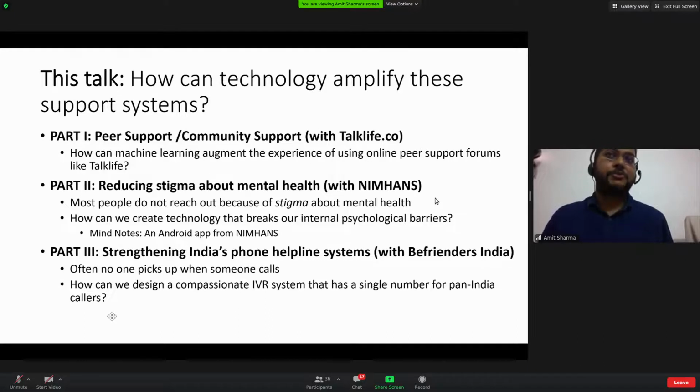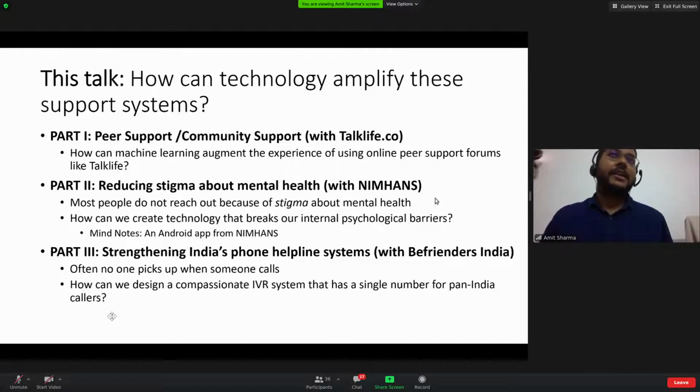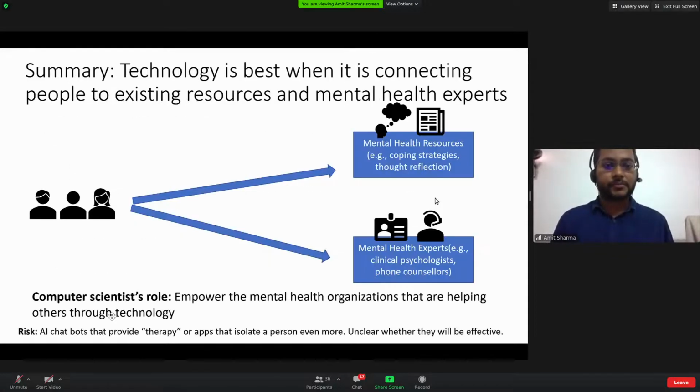If they're not good, how do we try to reduce the damage that they're doing and try to build? It's very rarely the case that you can just come up with something on your own and have it work in the sort of complex socio-technical systems that we build. And that's the summary expressed here as well. Technology is best when it's connecting people to existing resources. So we'll look at how technology can be used to connect people to mental health resources as well as mental health experts. And as a computer scientist, I think of my role as empowering the mental health organizations that are already doing good work.